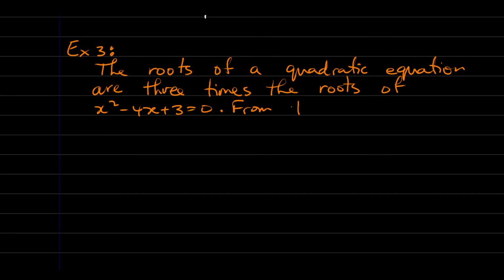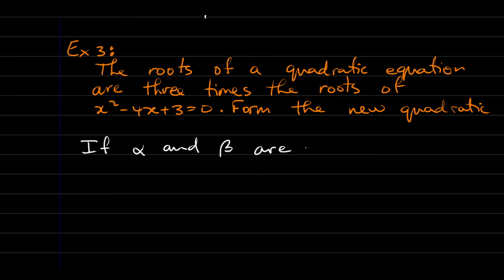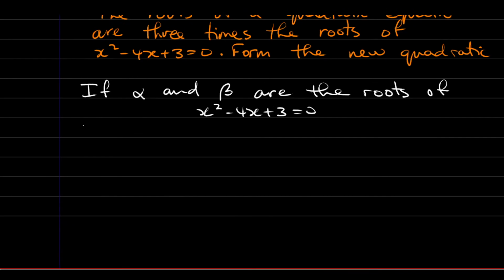From the new quadratic, right? And we can see here that if alpha and beta are the roots of the quadratic equation x squared minus 4x plus 3 equals 0, we know the sum alpha plus beta is going to be equal to, you know what, let me just rewrite this a little bit more for you.